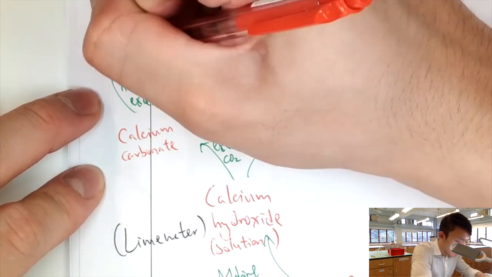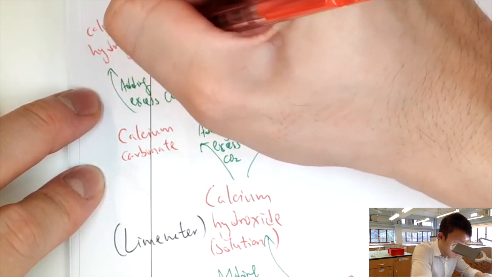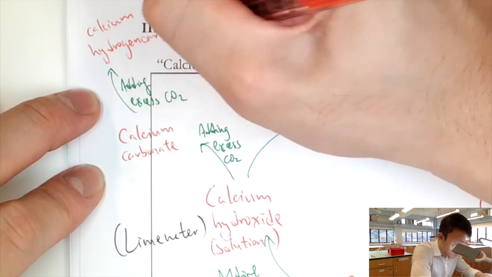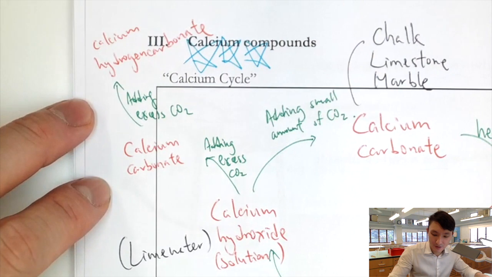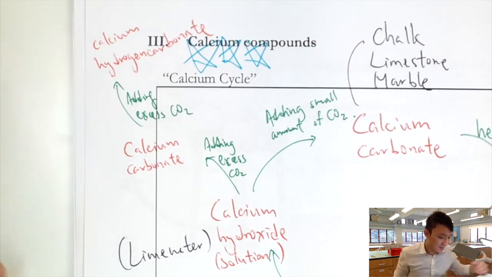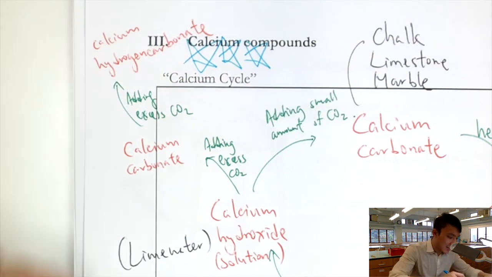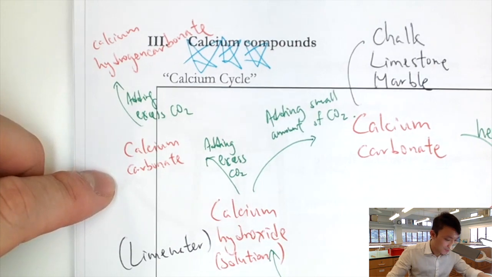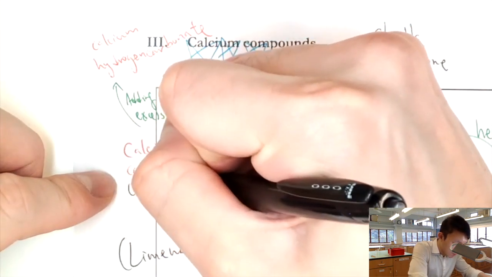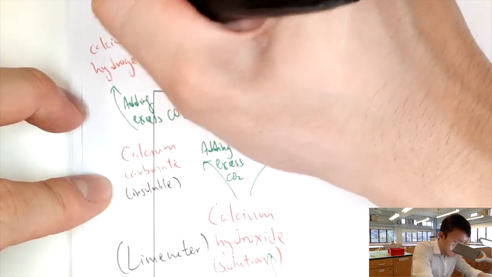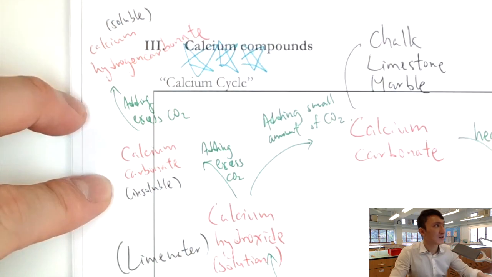Calcium hydrogen carbonate. Okay, it will become calcium hydrogen carbonate. And you realize that this one is insoluble, but this one is soluble in water.